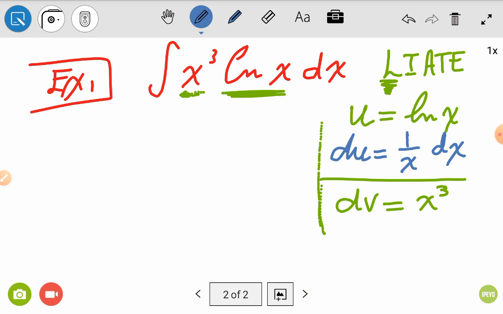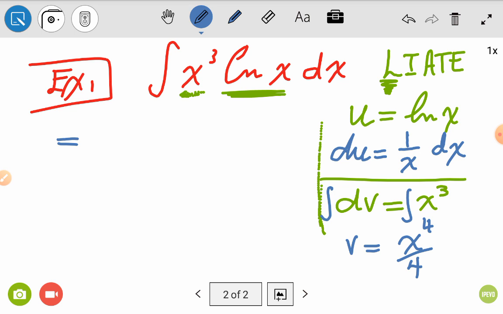To find v here, you should take the integral of both sides. And what's the integral of dv? It is v. The integral of x to the power of 3, it's so easy. We're going to add 1 to the exponent and divide by the new exponent. Right. Okay. Then you substitute in the formula.